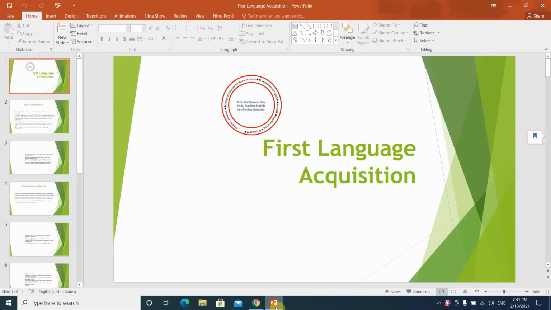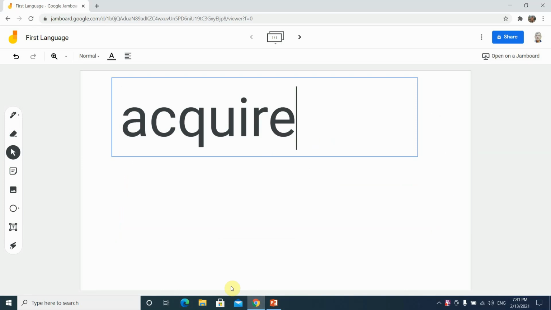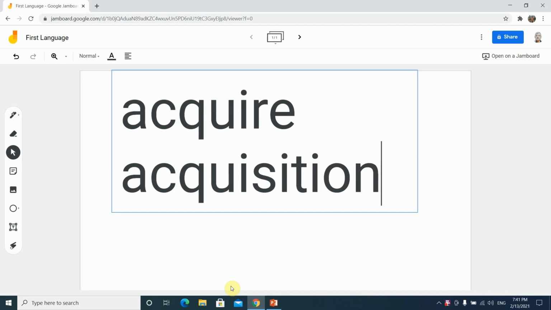Today we shall move to the next chapter. I mean next chapter in your syllabus, not next chapter in the book. It is first language acquisition. And as you know, with first language, we use the verb acquire and the noun is acquisition. This is with first language, because with second language, this topic is going to be dealt with next time, I mean next chapter, we use the verb learn and the noun is learning. Okay, just to make things clear.